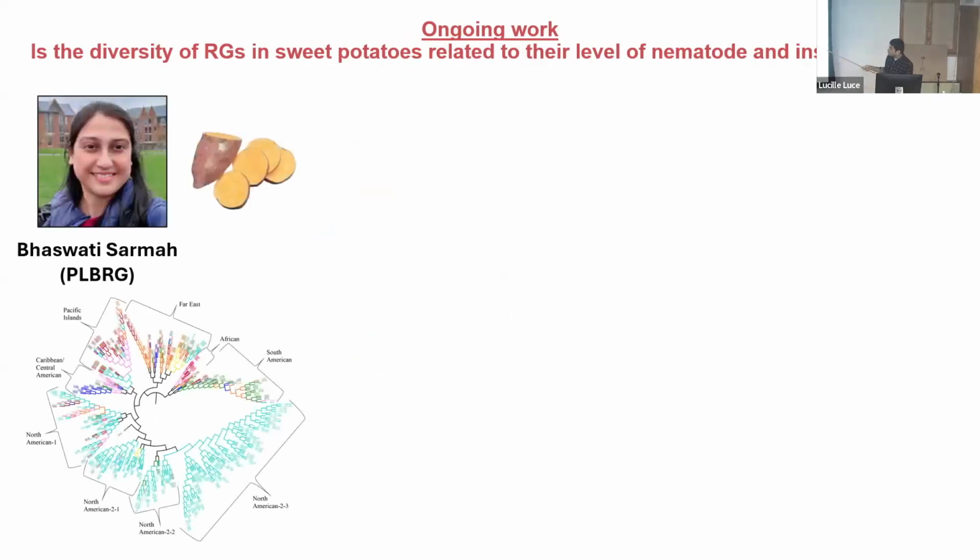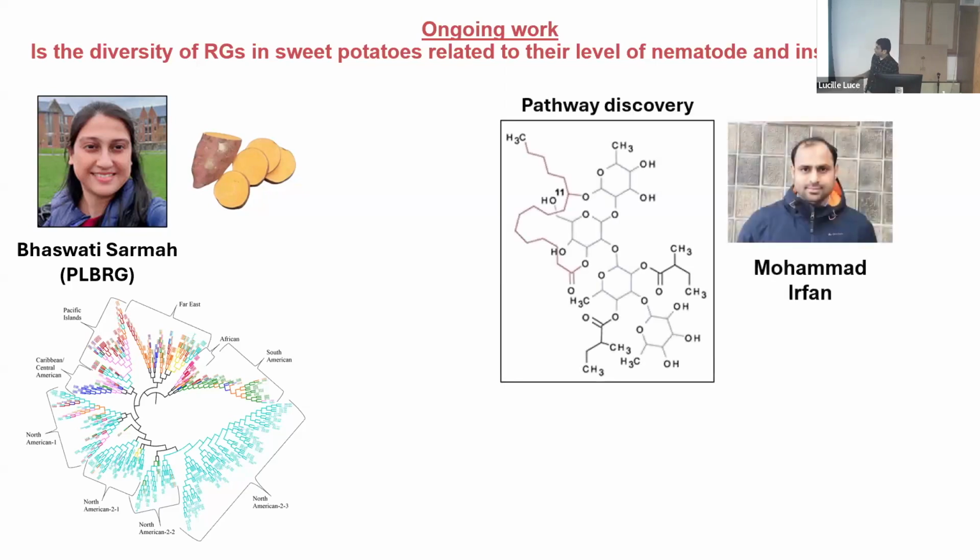Now, Baswati, who is a grad student in the lab, is looking at different accessions of sweet potato because these are connected with nematode defense. And she's trying to figure out how the diversity of resin glycosides vary. And then Irfan, a postdoc in the lab, is looking at the biosynthesis of these resin glycosides, so P450s, BAHD acyltransferases, glycosyltransferases that are involved in resin glycoside biosynthesis. So you can engineer them in other plants that do not have these compounds.